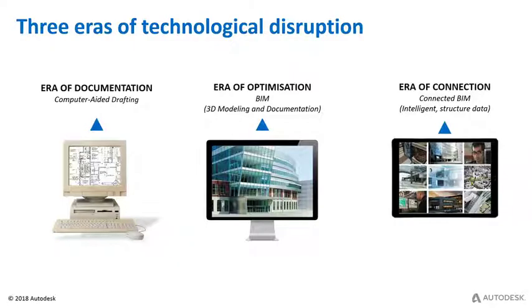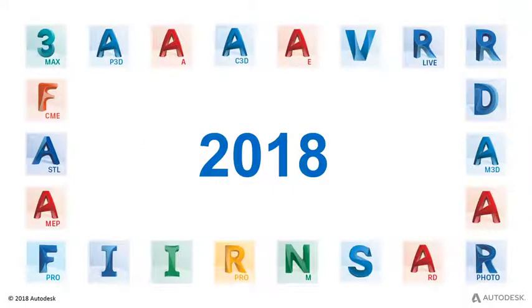So if we look at the 3 years of technological disruption, we had the PC and CAD emerging, we had BIM, and now we're in the era of connection, and we've got connected BIM, and we've got intelligent information and intelligent objects and intelligent buildings and smart cities that we want to connect to as well. And we're able to use all of this design information that has been created within a collaborative and digital collaboration process as well, in a lot more efficient method.